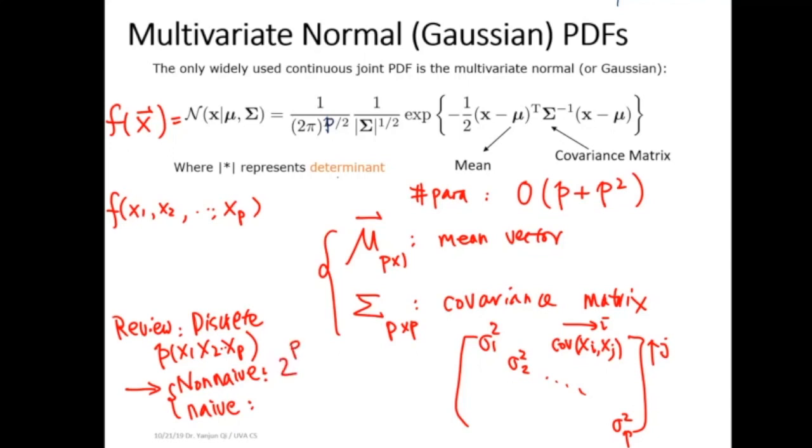And for the naive case, how many parameters? 2p, 2 times p. Who has a question about this? And just to give you a comparison for the Gaussian case: in the Gaussian case, you need p plus p-squared number of parameters.